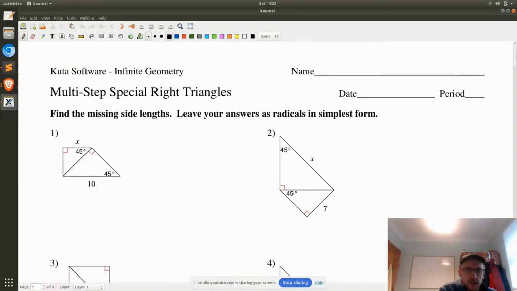Find the missing side lengths. Leave your answers as radicals in simplest form. Okay, so this here is the 45, 45, 90 triangle. And so to find the legs, scale down by root 2. So it'd be 10 over root 2. And then this is a 45, 45, 90 triangle as well. So we have to do 10 over root 2 over root 2, which is 10 over root 2 squared, squaring the root 2 on the denominator. So that'd be 10 over 2, so 5.